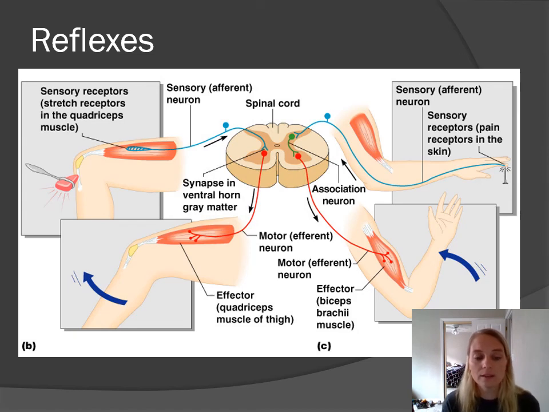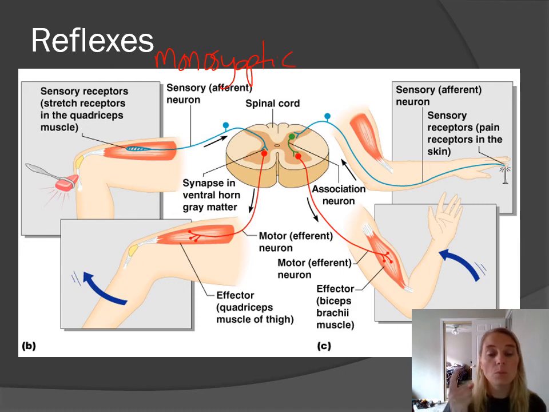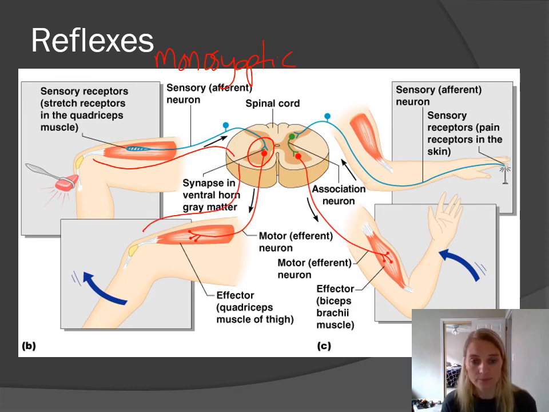Here is the last slide we're going to look at, showing you 2 different types of reflexes and how they're classified. The first one on this side is called monosynaptic. Mono means one, and synaptic means synapse. The sensory neuron synapses directly onto the motor neuron right here, and then the motor command goes out. This is what's happening in your knee-jerk reaction.